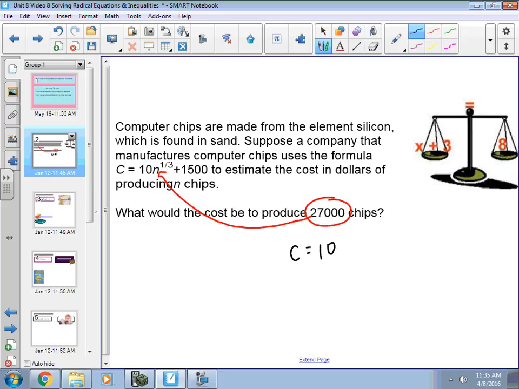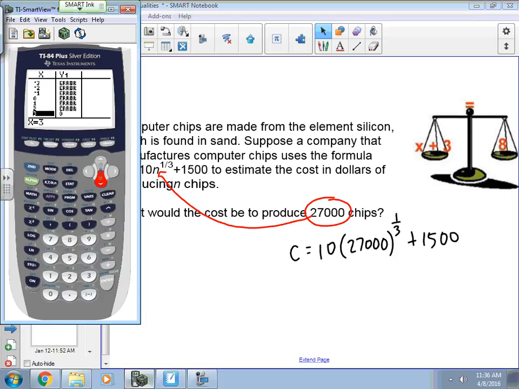So we get 10 times 27,000 to the 1/3 power plus 1,500. Now to solve that, we want to make sure that we follow order of operations. So we want to start, is there parentheses? Yes, but they're simplified. Next, exponents. We do have an exponent here, so we want to do 27,000 to the 1/3 power. Two ways you can do that. You could actually just put it in as an exponent.